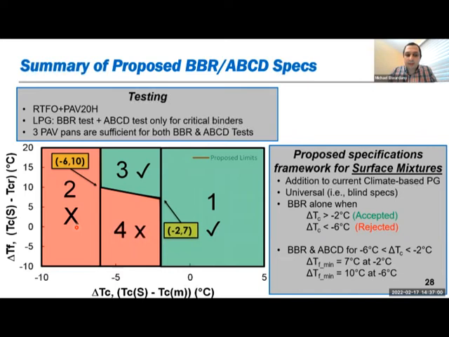So that's a further simplification we came up with: only for critical binders between -2 and -6 delta TC, those are the ones that we need to run ABCD for to determine delta TF. And based on the delta TF value, whether it's above the line or below the line, we can decide whether it's accepted or rejected. That's a further simplification because we don't need to run ABCD for all the binders in the market.